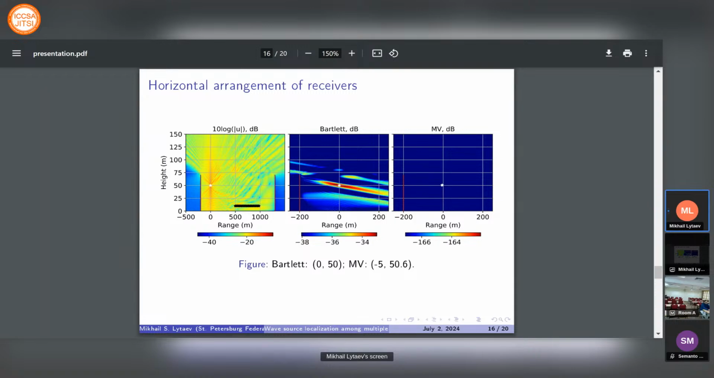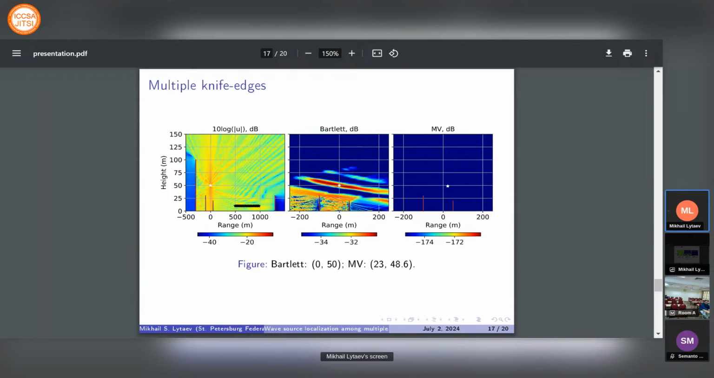And in this example, we consider a horizontal array of the receivers. We can also see that both methods achieved good results for the vertical array of receivers.